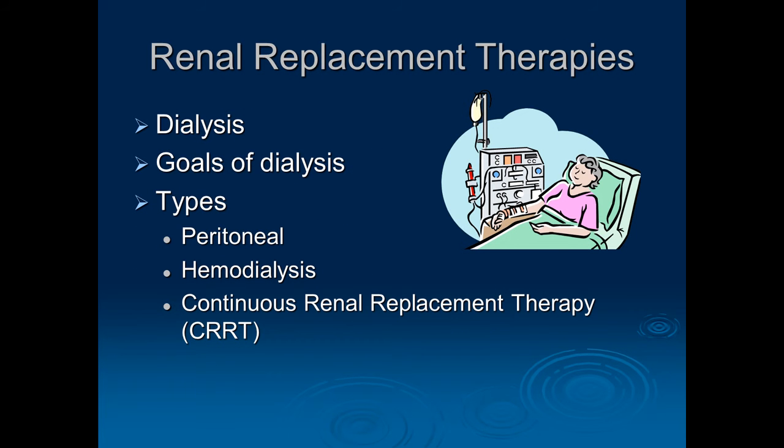Now we're going to talk about renal replacement therapies. There's a couple of different types of renal replacement therapies. There's peritoneal dialysis, there's hemodialysis, and there's continuous renal replacement therapy. The goals for renal replacement therapy are to remove the end products of protein metabolism from the blood and maintain safe concentrations of electrolytes, correct acid-base imbalances, and remove excess fluid from the blood.